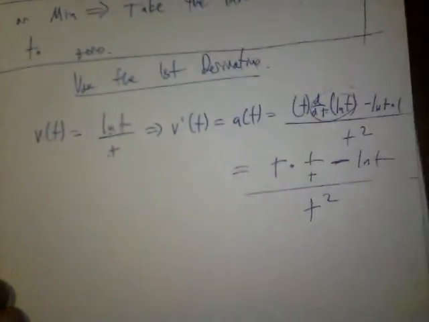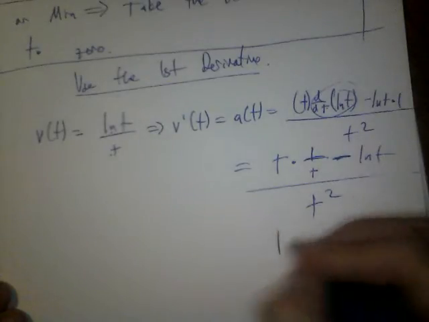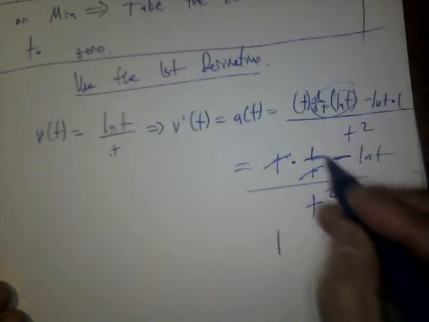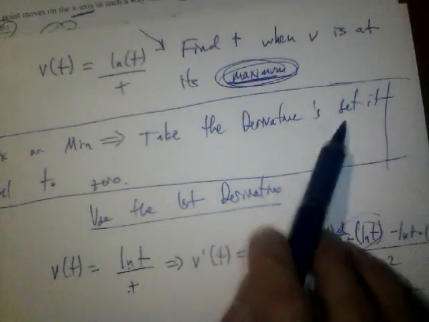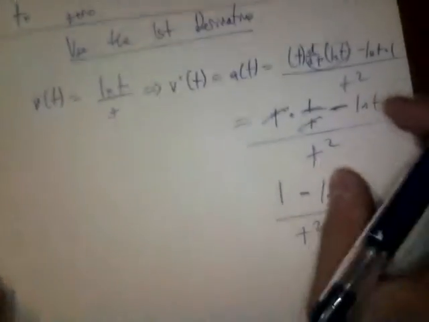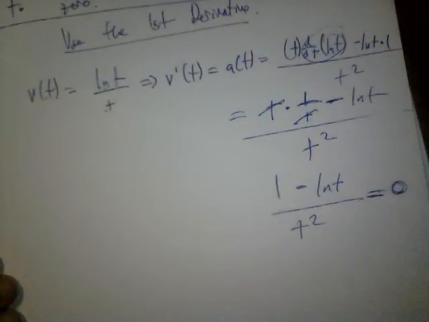So now we simplify. What do we get? 1 over t times t is just 1, minus ln of t over t squared. And so I have taken the derivative. Now I need to set it equal to 0, because I want to find those critical numbers, those extreme values. So I set it equal to 0, and now we're going to solve this.